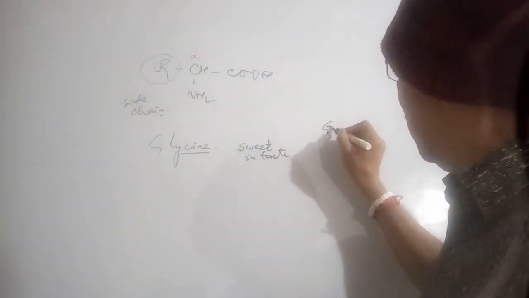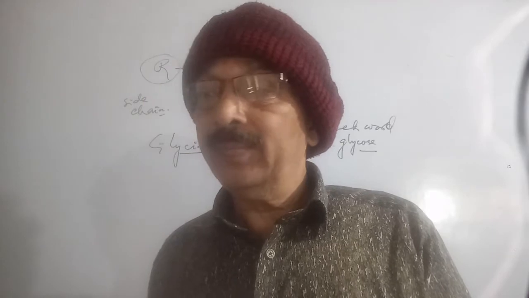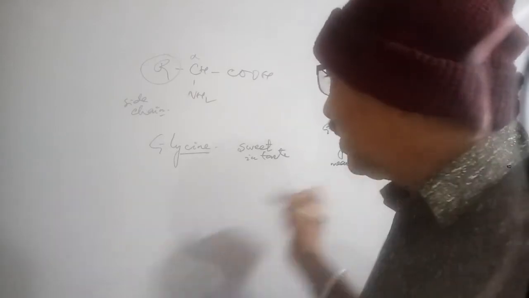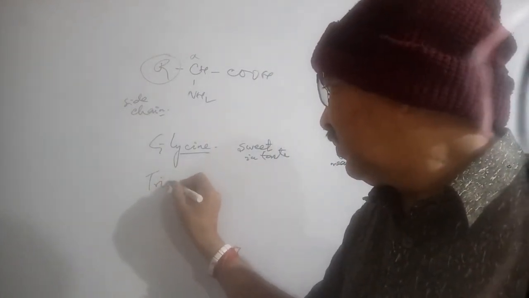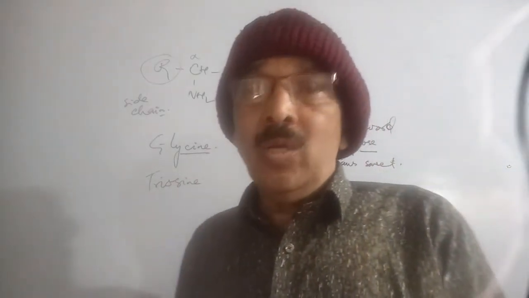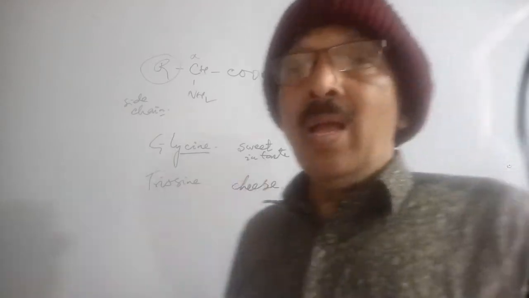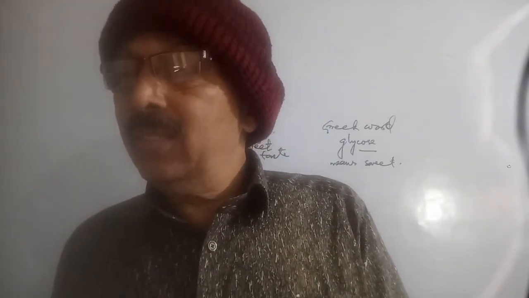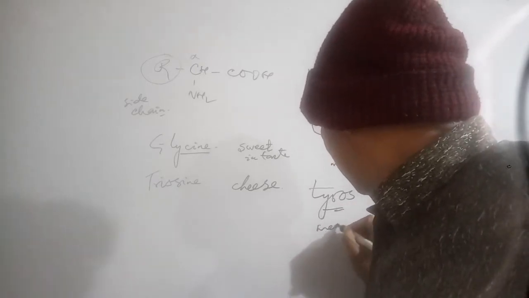In Greek, the word glycos means sweet. The other one is tyrosine. It was first obtained from cheese, and the Greek word is tyros, which means cheese.